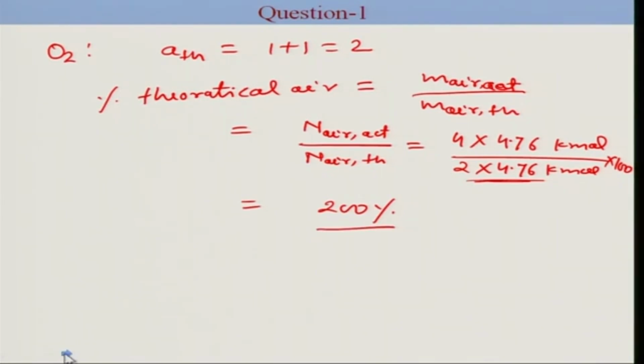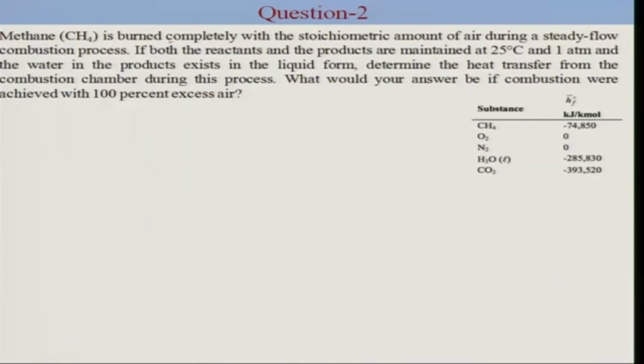Now moving to the next question. Methane is burned completely with the stoichiometric amount of air during a steady flow combustion process. If both the reactants and products are maintained at 25 degrees centigrade and 1 atm, and the water in the products exists in the liquid form, determine the heat transfer from the combustion chamber during this process. And what would your answer be if combustion were achieved with 100% excess air? Okay. Since fuel is burned completely, the product will contain only H2O, CO2 and nitrogen.